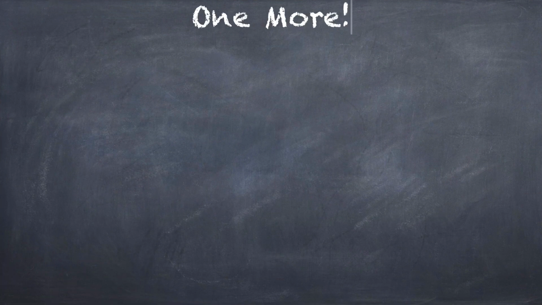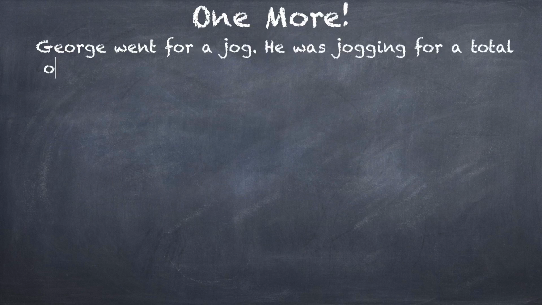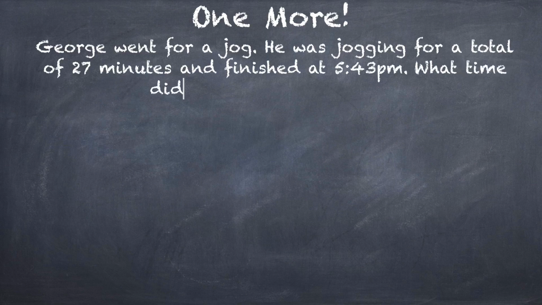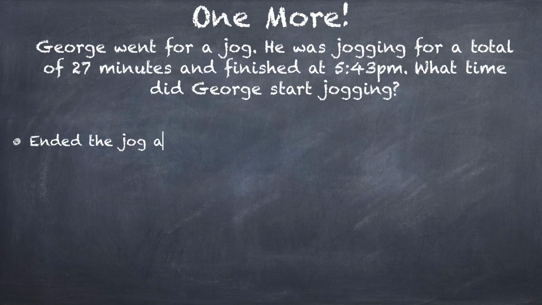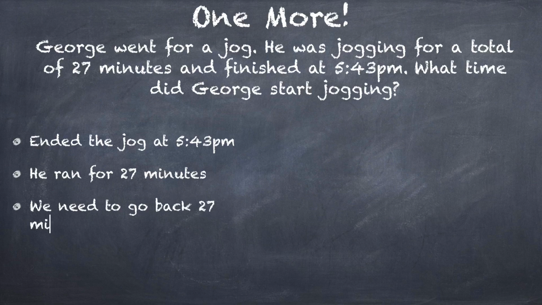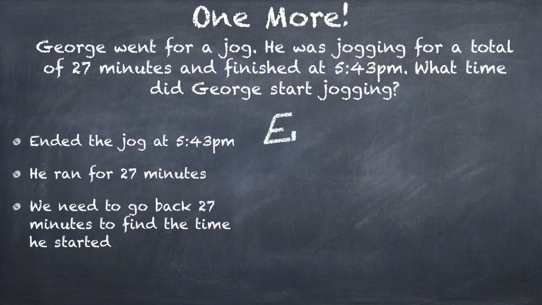Let's try one more. George went for a jog. He was jogging for a total of 27 minutes and finished at 5:43 p.m. What time did George start jogging? Well, we know he ended the jog at 5:43 p.m. He ran for a total of 27 minutes. We need to go back 27 minutes from 5:43 to find the time he started. So we write out our end time of 5:43 and we subtract the 27 minutes, keeping our 27 on the right side of the colon.